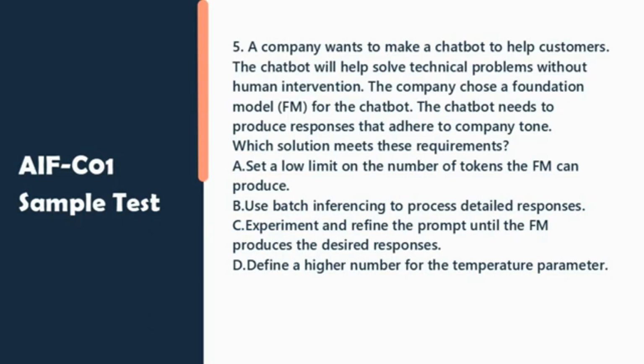A. Set a low limit on the number of tokens the FM can produce. B. Use batch inferencing to process detailed responses. C. Experiment and refine the prompt until the FM produces the desired responses. D. Define a higher number for the temperature parameter.